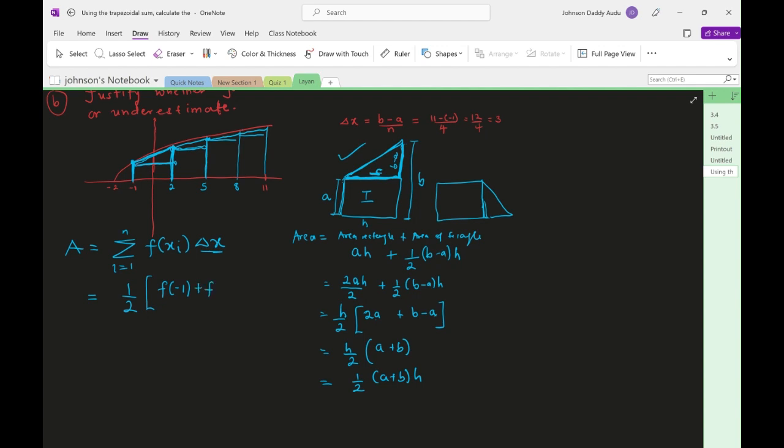So it means we have to add it plus what? F of 2. Okay? So this is half A plus B times what? H. So what is the h? Just like I told you, the h is the width here, which is 3, which is our delta. Now, this one is just for the first trapezoid. Then we have to do the same for all the trapezoids. So let me remove this one now.